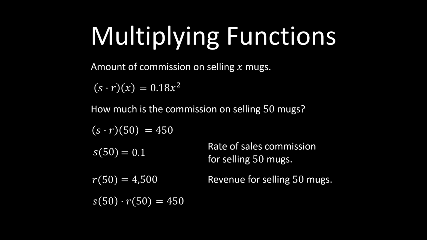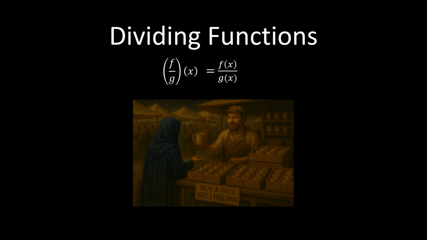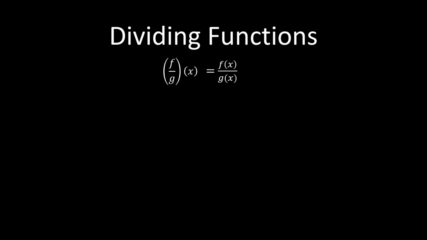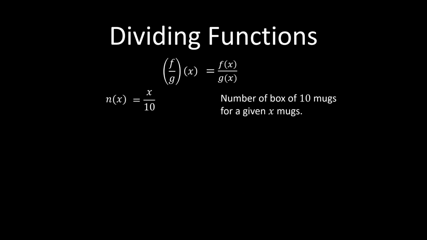Moving on to the quotient of functions, or dividing functions. This is how we define the division. Suppose we sell boxes of mugs. Then the number of boxes, n of x, is the number of mugs produced divided by 10.